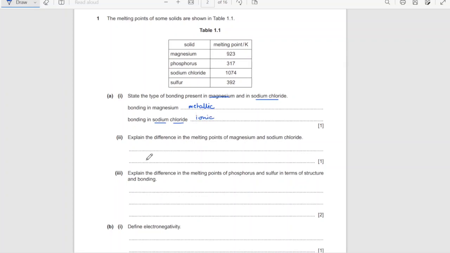So part 2, explain the difference in the melting points. Over here you can see that magnesium has a melting point of 923 Kelvin. For sodium chloride, the melting point is 1074, so it's higher. When you have a higher melting point, that means you have stronger bonds that require more energy to break. So the simple reason for this is that we have stronger bonds in sodium chloride as compared to Mg.